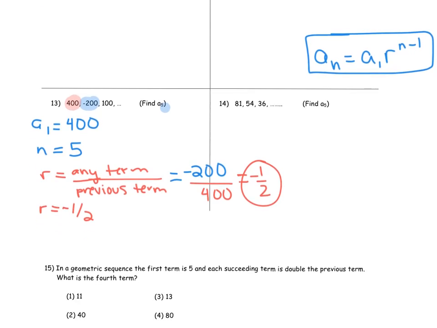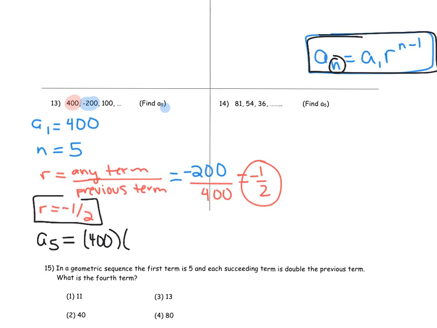I'll have a sub 5, using my formula, because we know n is 5, is equal to the first term, which is 400, times the common ratio of negative 1/2 raised to the n, which is 5, minus 1. When you type that into the calculator, we should end up getting 25. This goes straight in the calc, guys. So your answer here is a sub 5 is equal to 25.